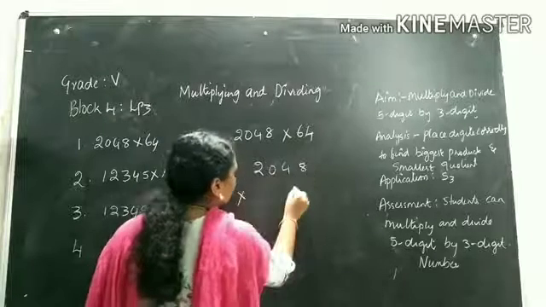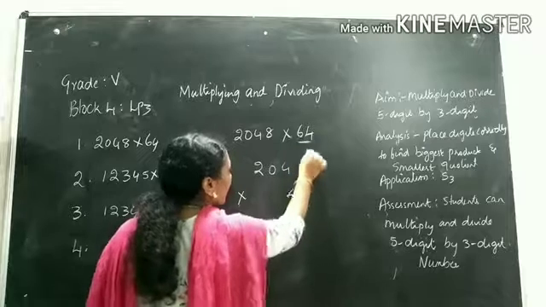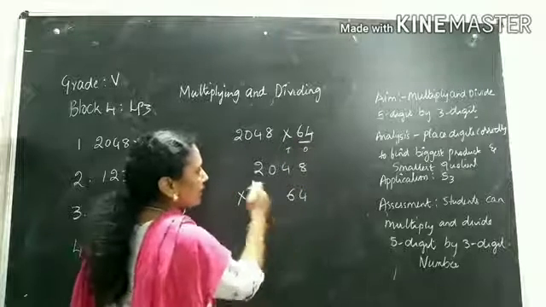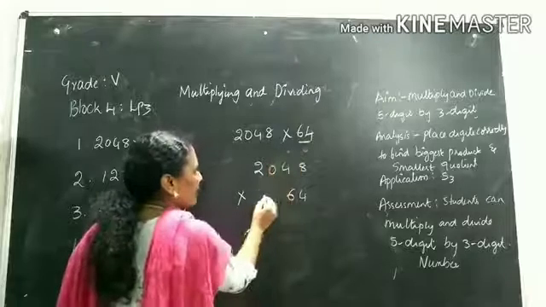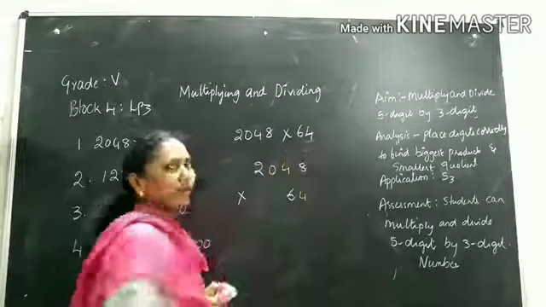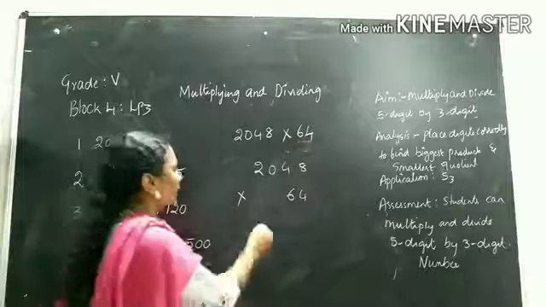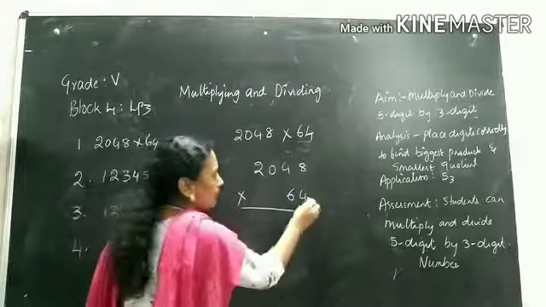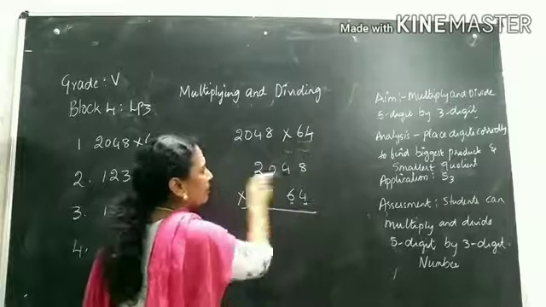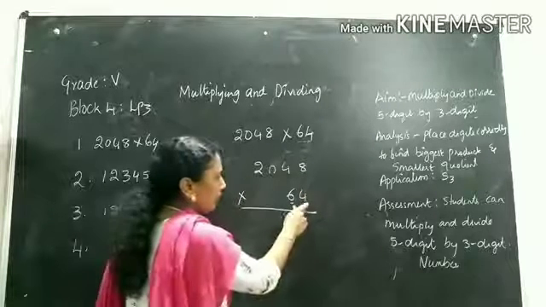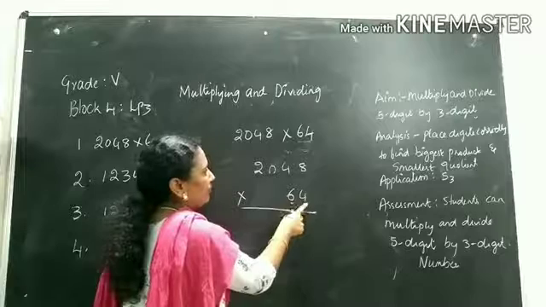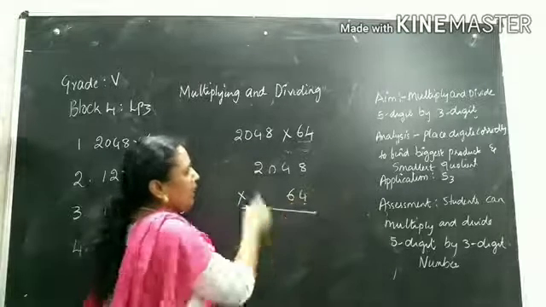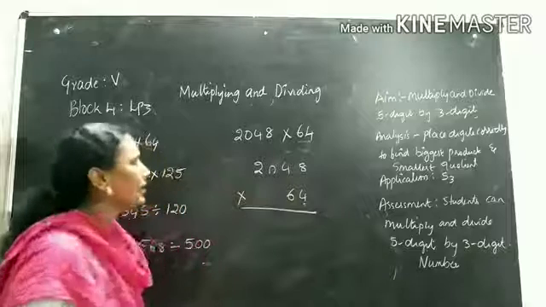2048 into 64. Because this is a 2-digit number, I have to place it at the ones and tens place. I should not write from the thousands place because this is a 2-digit number, not a 4-digit number. Now we are going to multiply. Starting from 64, we multiply the number above. From 4, I take the number 4 first and multiply all the numbers above. After that I take the number 6 and multiply all the numbers above.